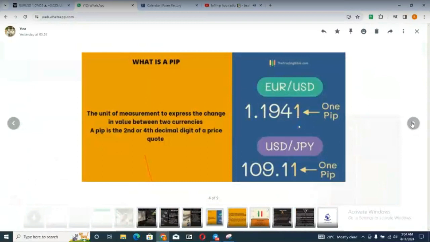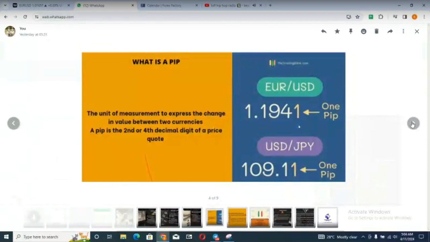As at this point, we already know that a pip is a unit of measurement to express the change in the value between two currencies. If we check here, you can see EUR/USD. Euro is the base currency. USD is the quote currency here. So Euro is trading against the USD. If there's a change in price from 1.1941 to 1.1943, that's a 2 pip change. A pip is the fourth decimal digit of price quotes.